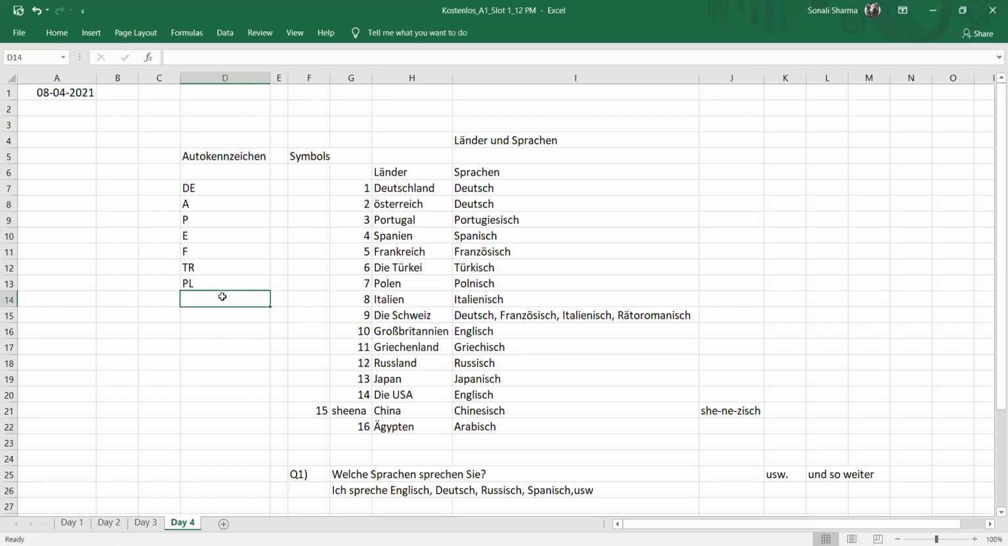Next comes Italien. For Italien, we have the symbol I, but we don't say it I, we say it E. Next is Schweiz. For Schweiz, the symbol is CH. Next comes Großbritannien. For Großbritannien, the symbol is GB. Next comes Griechenland. For Griechenland, the symbol is GR.